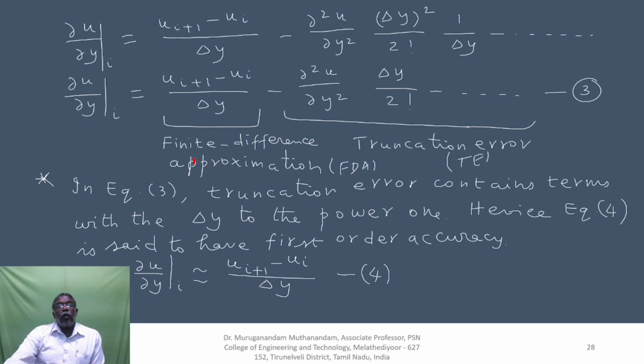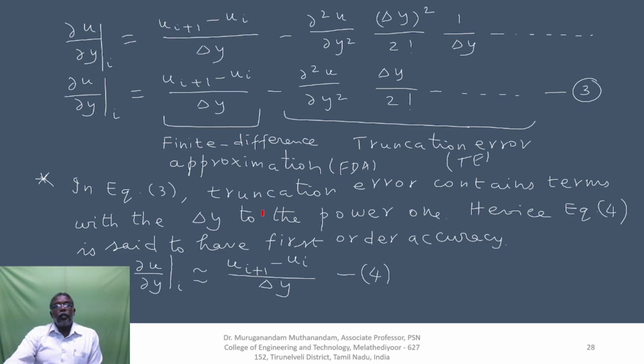And why is it called finite difference? ui plus 1 is a finite quantity, ui is also a finite quantity. The difference between these two finite quantities is a finite difference. That is why it is called finite difference approximation, FDA. Truncation error is given by TE.